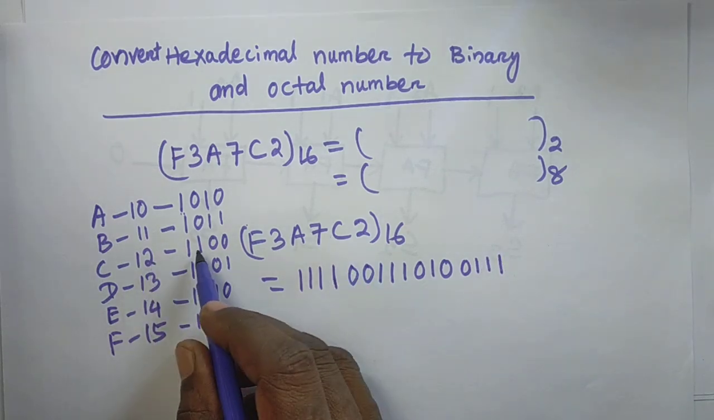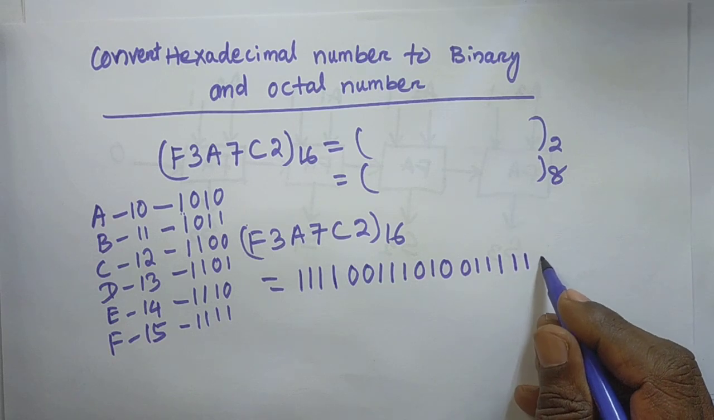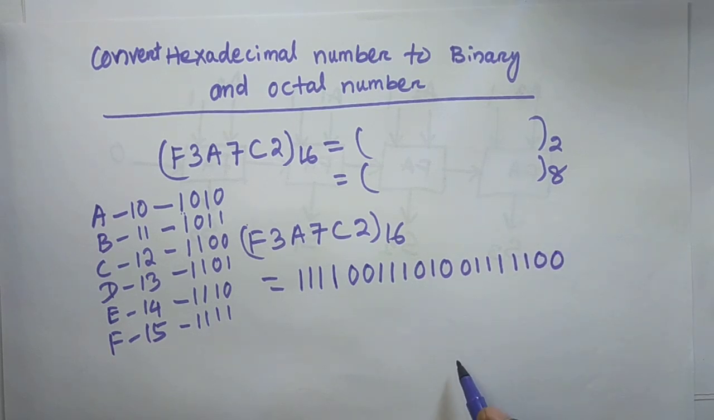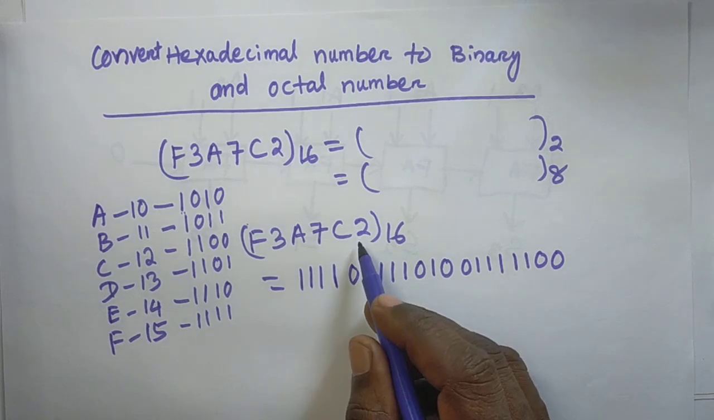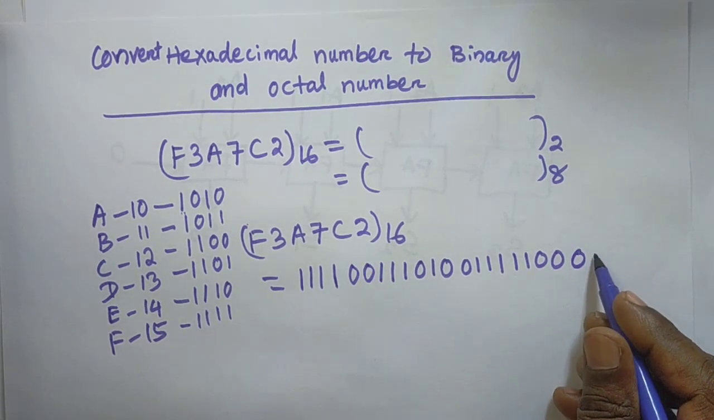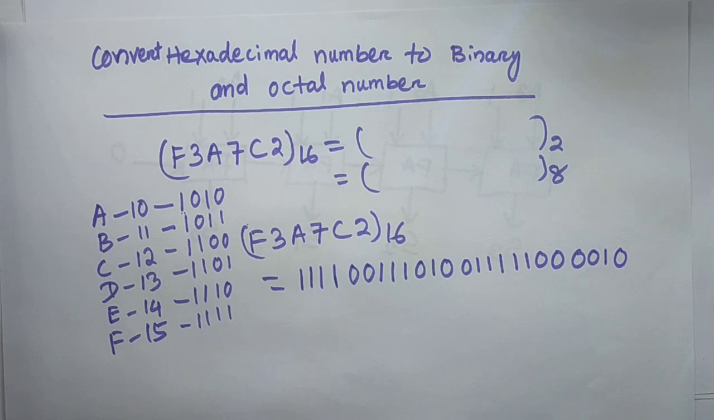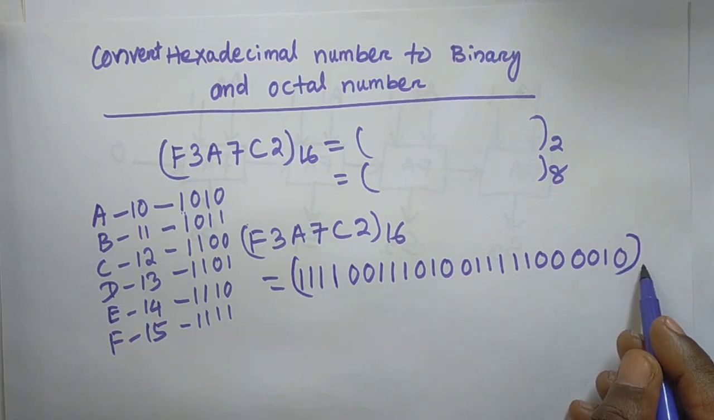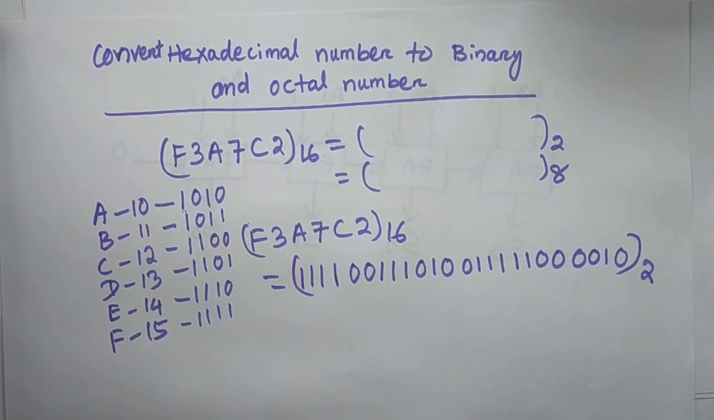Next is C, which is 1 1 0 0, okay, that is C. 2 is similarly 0 0 1 0, okay, 0 0 1 0. In this way we can take the different binary forms of this particular hexadecimal number, okay. So whenever I convert this number, we can easily find the binary number. This is a very easy way to find this binary number.